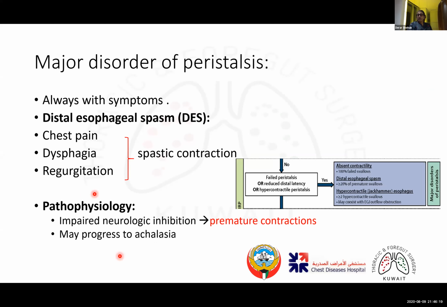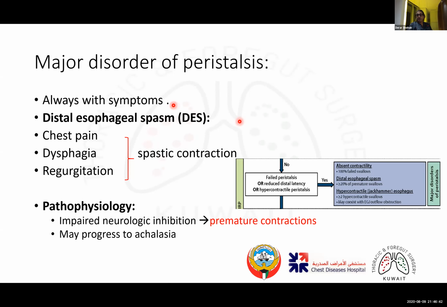The other category of motility disorder is called major disorders of peristalsis. Those patients always have symptoms like chest pain, dysphagia, and regurgitation. Those are spastic contractions. And the most popular one is distal esophageal spasm, aka diffuse esophageal spasm.